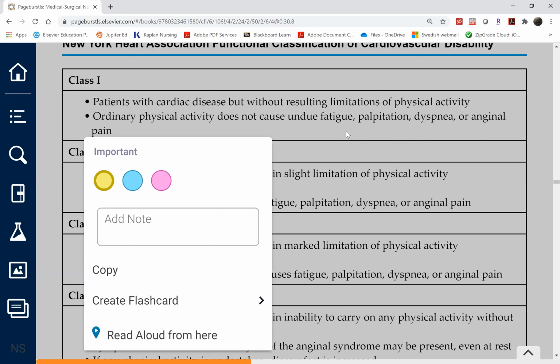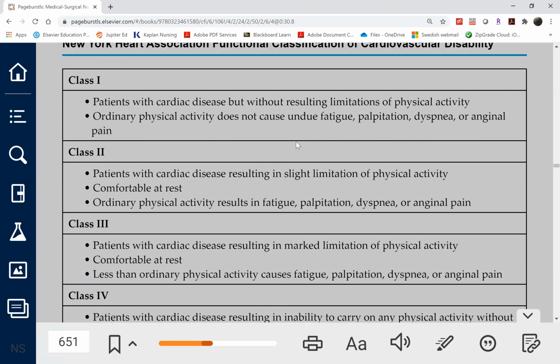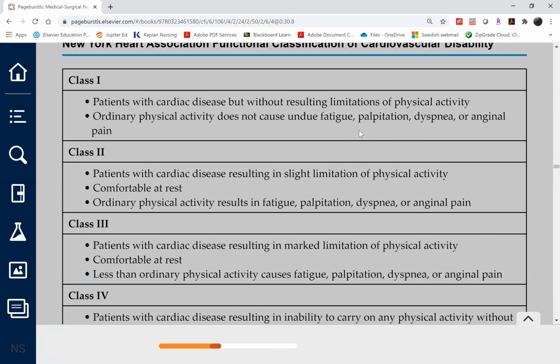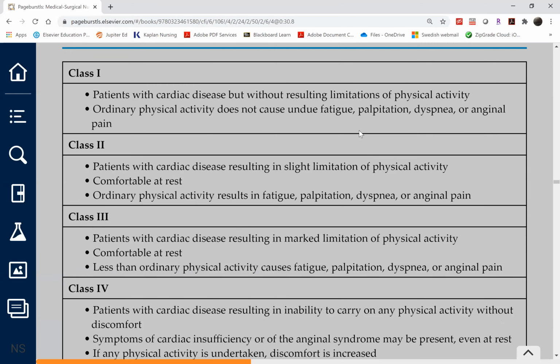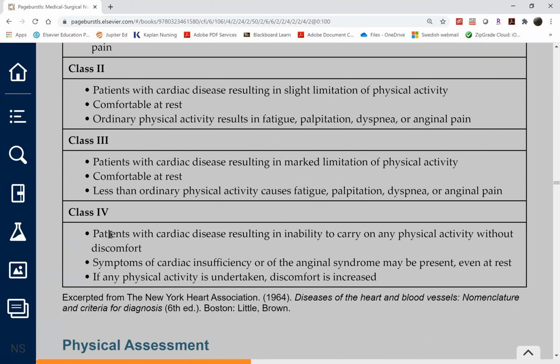So I'll forget about that, because really I know class 1, they have heart disease, but it doesn't bother them. They have no symptoms as long as activity is ordinary. However, when these guys start mountain climbing, doing sports, do they have symptoms now? Yes, they will. But as long as their activity is ordinary, they have no problems. So again, do I need to memorize class 1? Yeah, that's a forget about it issue. So what about class 4? Do I need to memorize this?